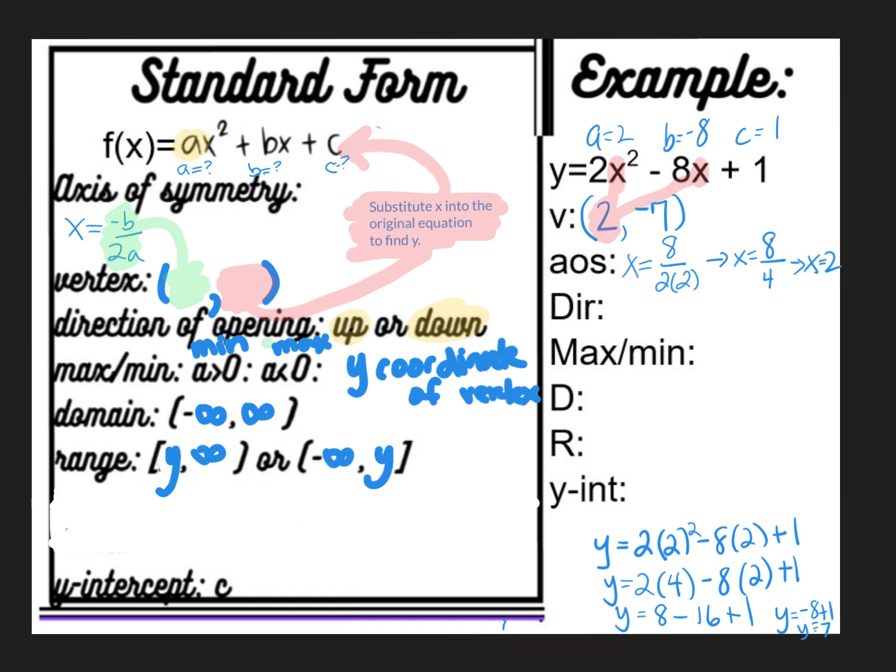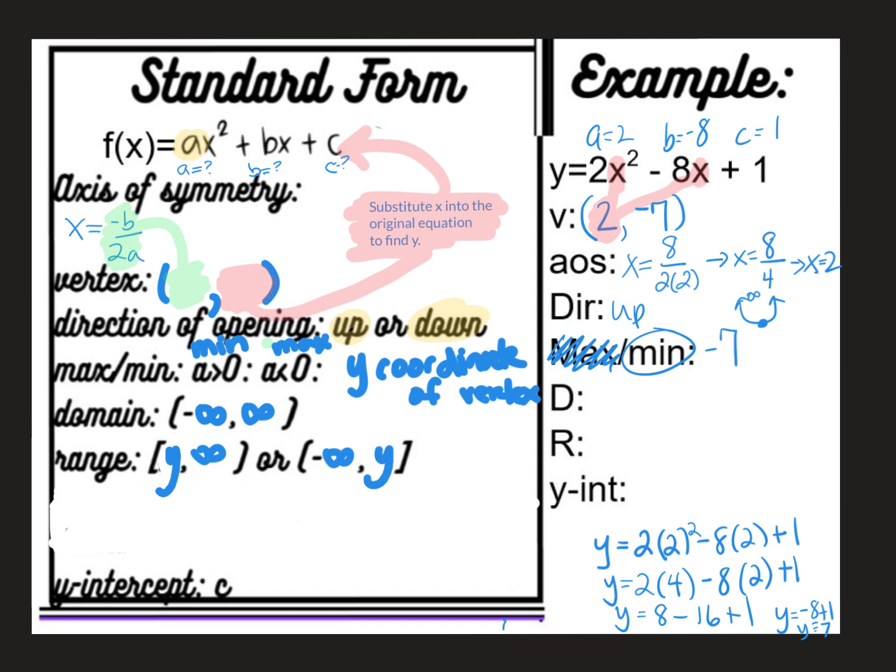Now we can carry on and do the rest of this. To find my direction of opening, I look at A. If it's positive, it opens up. If it's negative, it opens down. So this one opens up. Since it opens up, this is the lowest point, which means it's a minimum value. And that minimum value is the y-coordinate of the vertex.